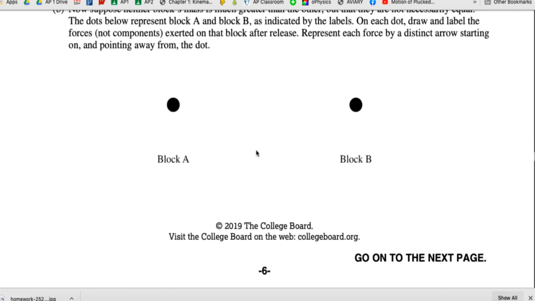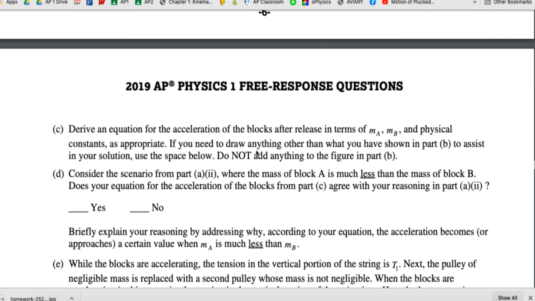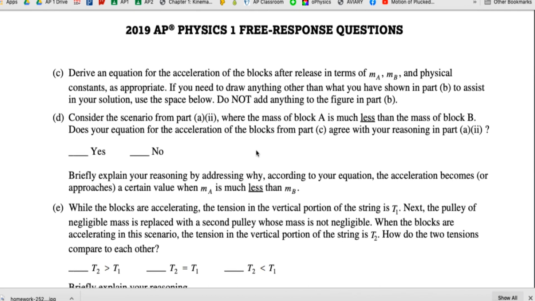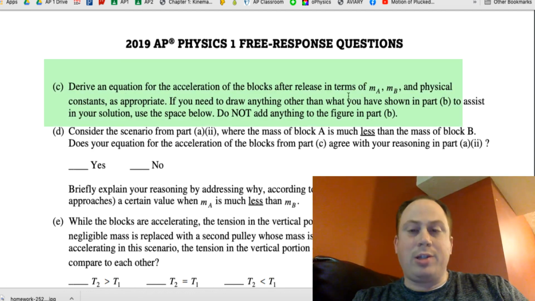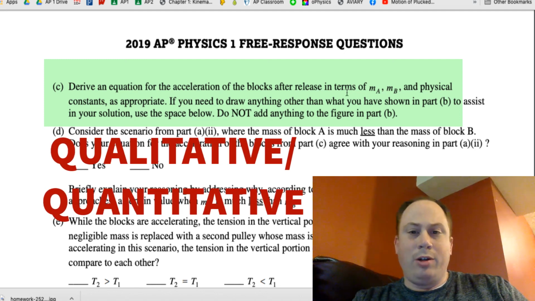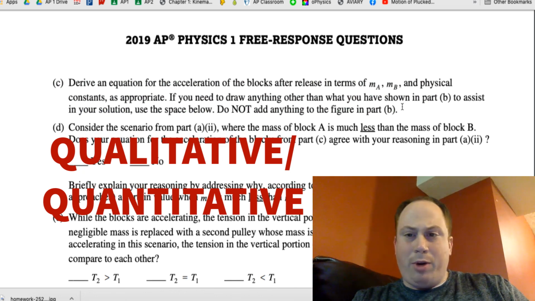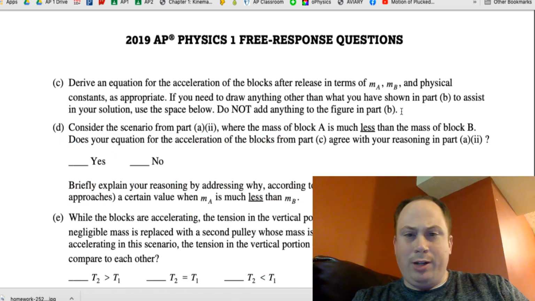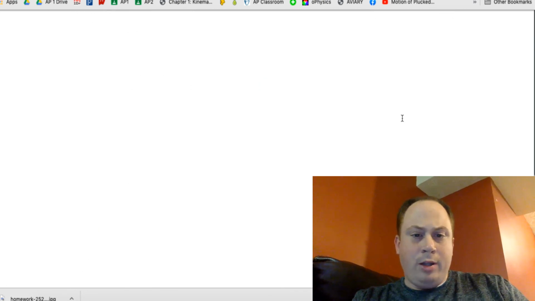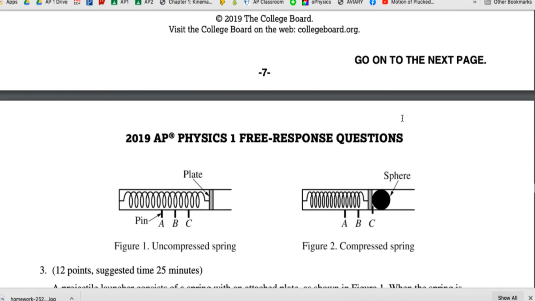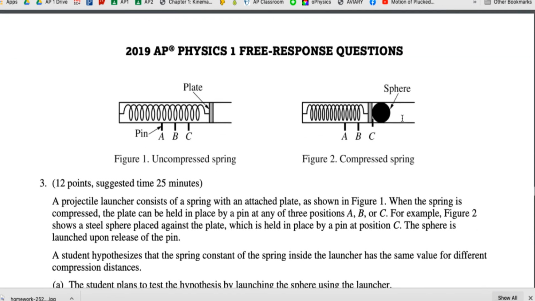You have to draw free body diagrams. What else? Considering different scenarios. Derive an equation in part C. So this is the qualitative-quantitative question, and that's typical, that they would take the longer amount of time. On this printout, they don't give you this space here. On the actual AP exam, they'd have much more room for you to write down your answer. All right, on to the next one.